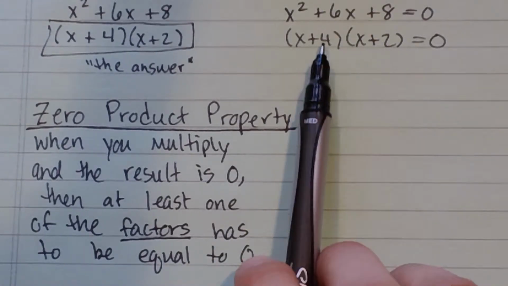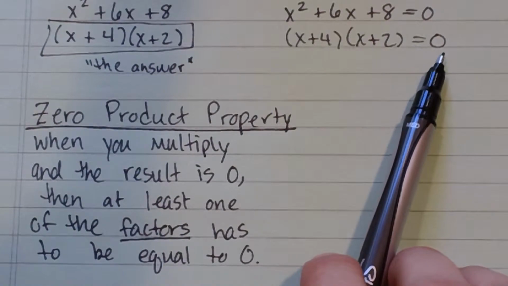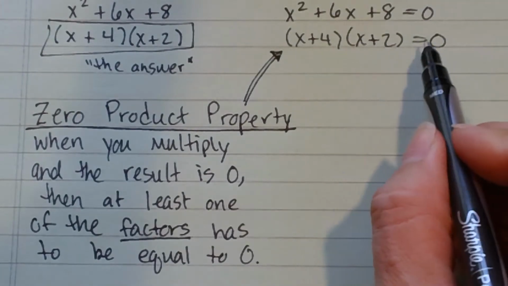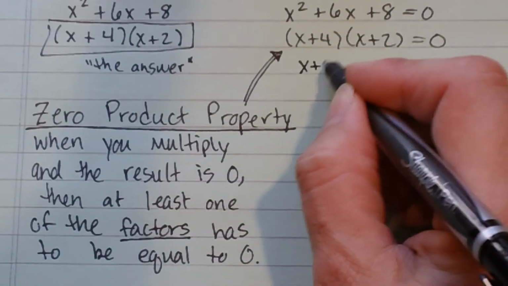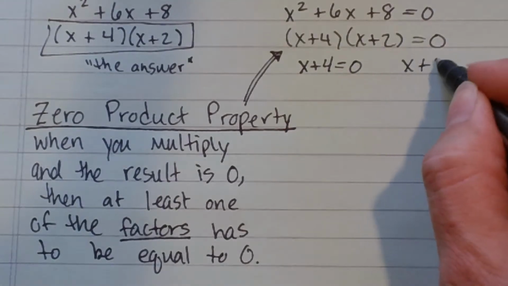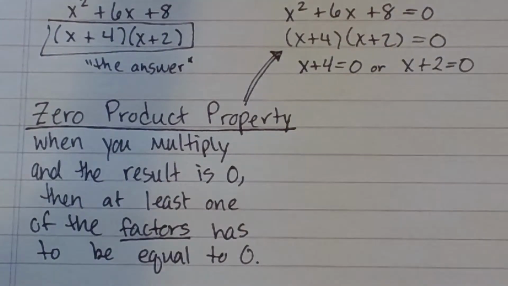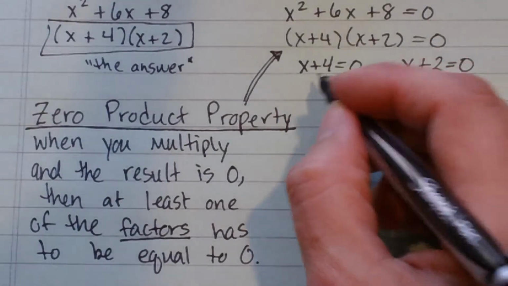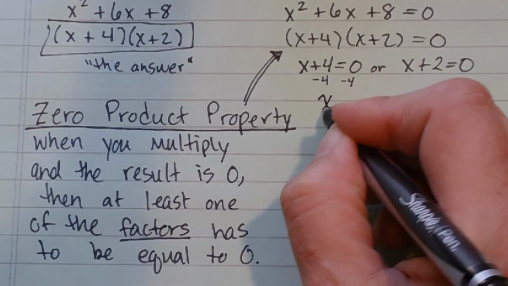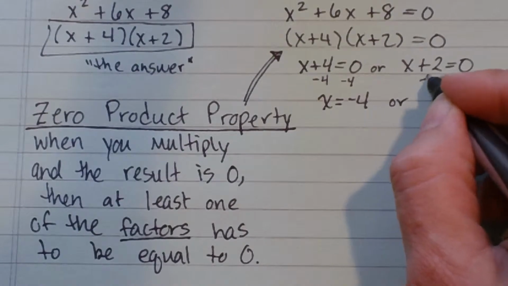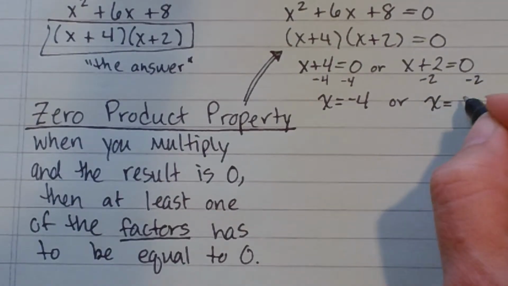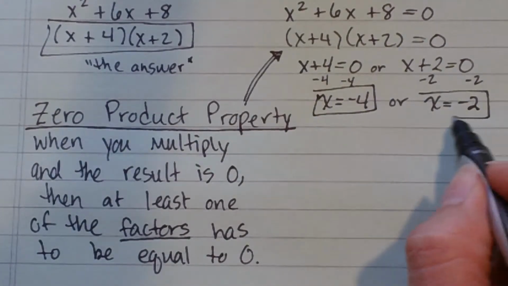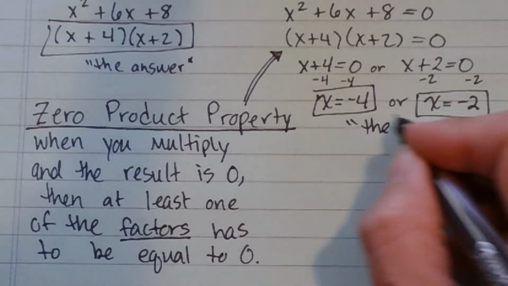And that's exactly what I have here. I have two things times each other, and the result is 0. So the zero product property is going to help me solve this. Two things times each other equals 0 means that one of the two things, or the other of the two things, has to equal 0. So I get x plus 4 equals 0, or x plus 2 equals 0. Well, I can solve those equations. Minus 4, minus 4. That gives me x equals negative 4, or minus 2, minus 2, x equals negative 2. And in this case, when I'm asked to solve that quadratic equation, this is the answer.